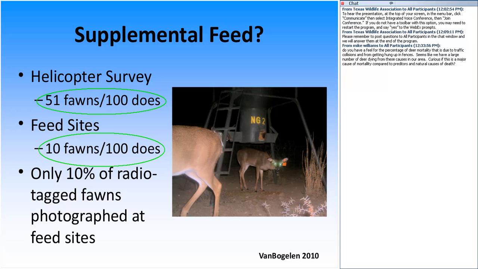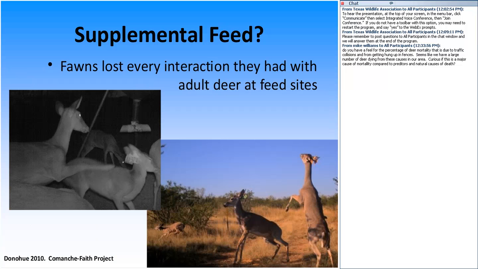And this was substantiated. Remember I said we had those little radio ear tags. So we had some fawns out there, and we knew which fawns they were. Over the 2 years that Chris was working, only 10% of those radio-tagged fawns were ever photographed at a feed site. So even though there were a lot of feed sites out there, these fawns just weren't getting access to it.